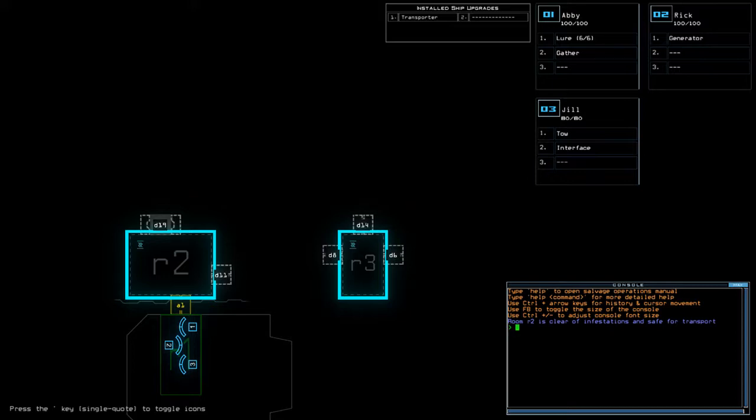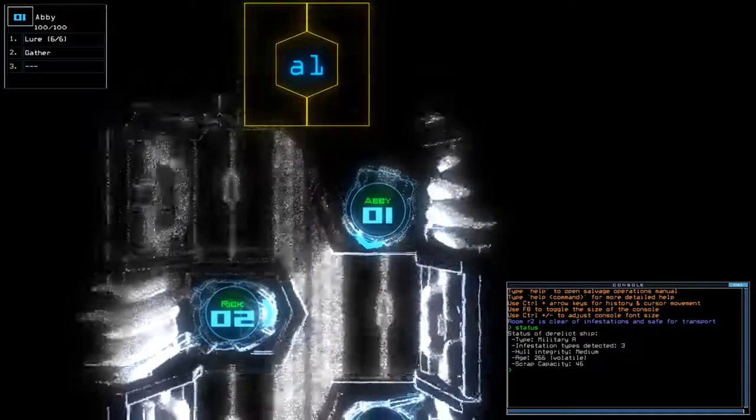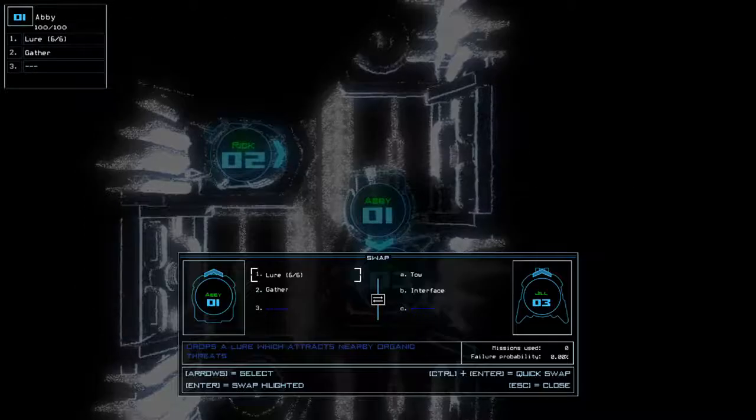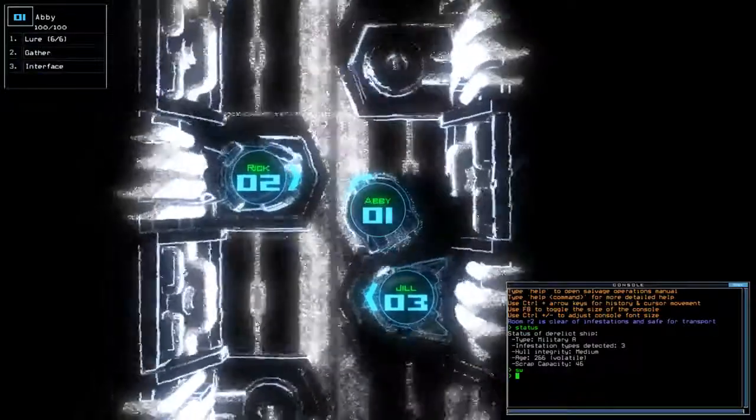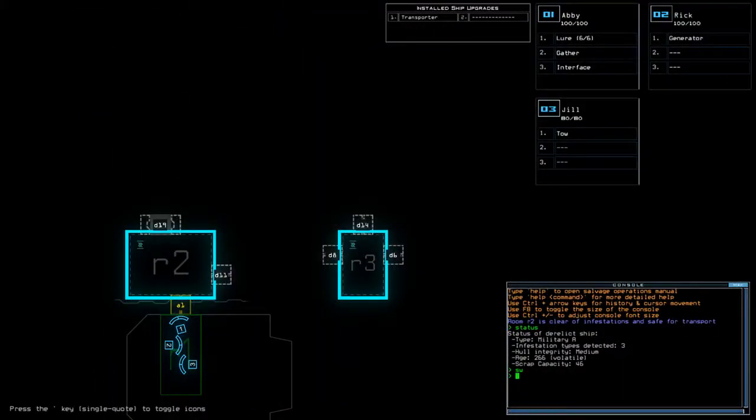Today we have Transporter and Lure on a military A with three infestations. So this could be long. It may or may not be here. We'll have to wait and see. I don't know what I'm talking about. Without further ado, let's begin by transporting one and two to our three, shall we?